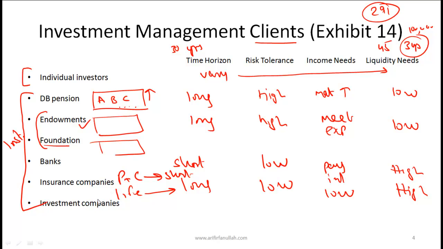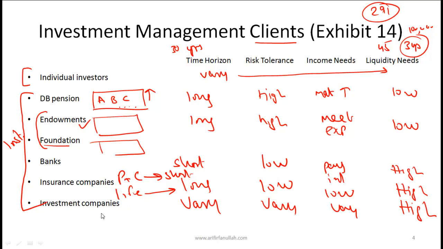Investment companies refers to mutual fund type companies. The time horizon varies depending on the type of fund. The risk tolerance also varies, and the income needs also vary, and liquidity needs are generally high to meet redemptions. So these are different kinds of institutional investors and their rough characteristics. At this stage, as long as you know this material, that's good enough. This stuff is covered in a tremendous amount of detail in level 3, so I will discuss this with more detail with you at a later point in time. At this stage, just understand this.